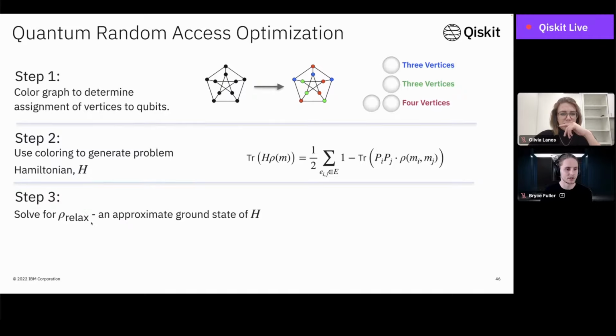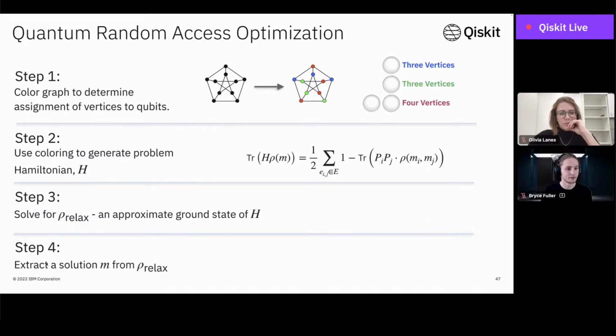Once we have this problem, we're going to try and approximately find the ground state of it. I say approximately because this isn't something you can do efficiently in general. But we're going to show that heuristically, maybe you don't need to solve this optimally in order for this whole technique to work. Once we have this approximate solution, which I'm going to call rho relax, we need a way of extracting some final solution M. Ultimately, we need a vector of plus and minus ones that specify our solution, our coloring, of this original graph. We're going to show several methods for extracting that from rho relax. We're going to call this quantum rounding.